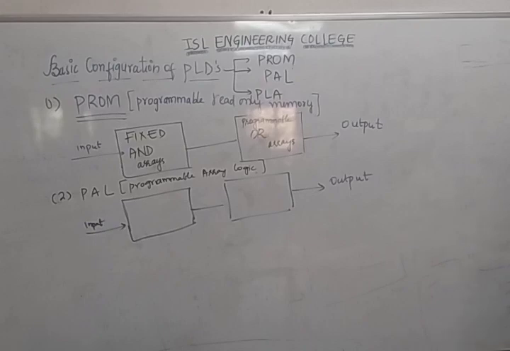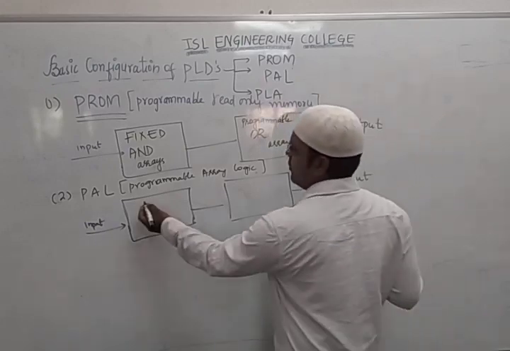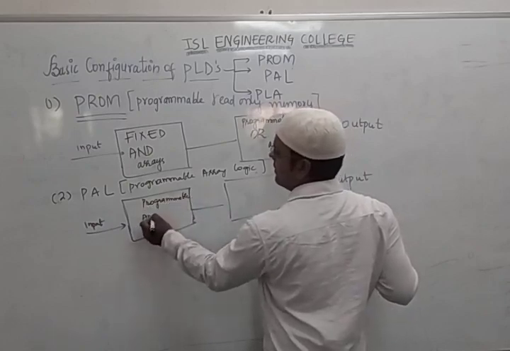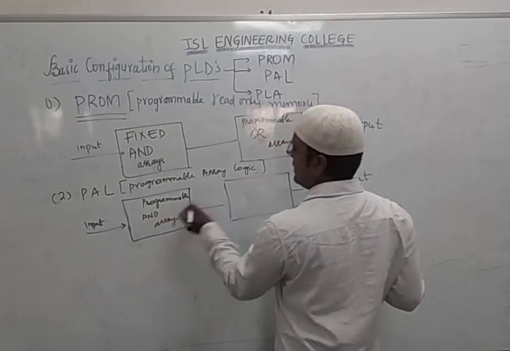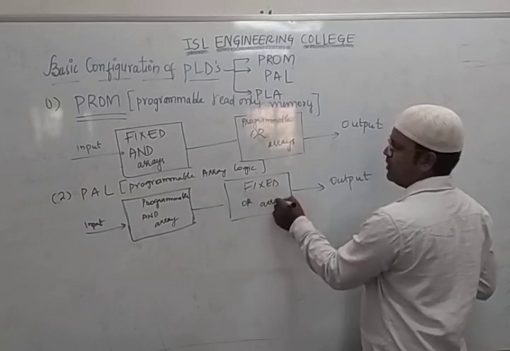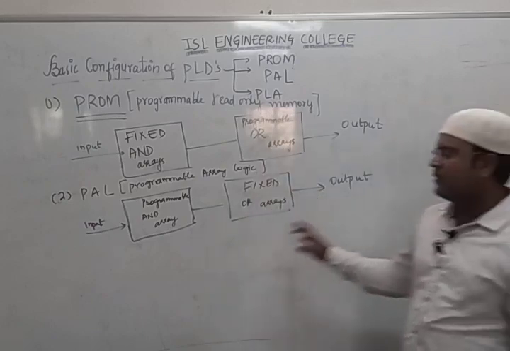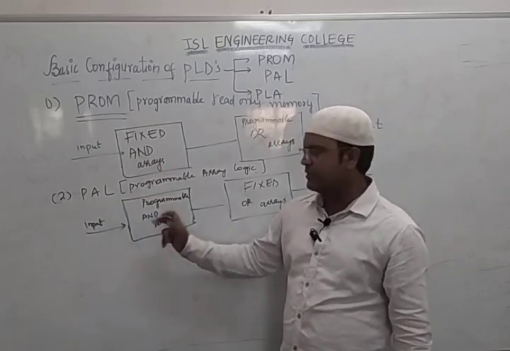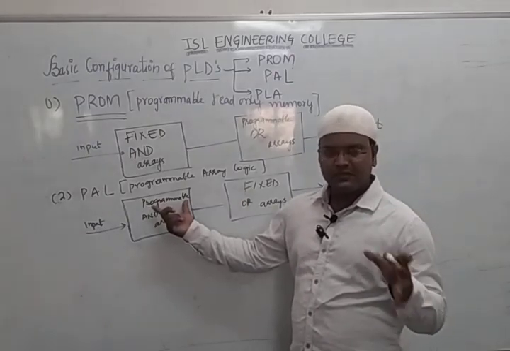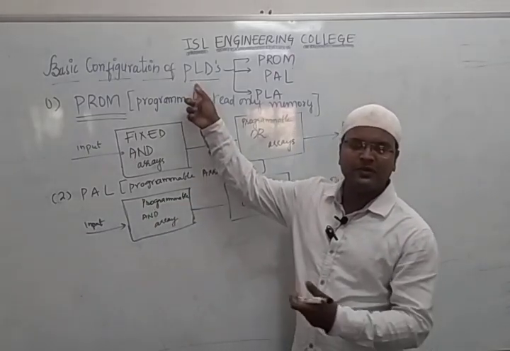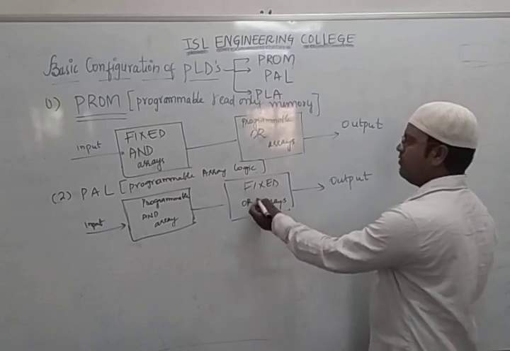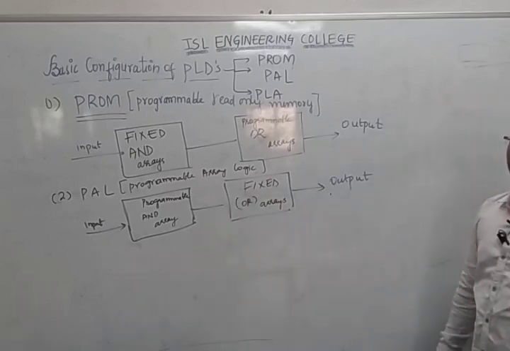In the previous one we programmed the OR array. Here it will be a programmable AND array and a fixed OR array. It's quite reversed compared to PROM. As you can see, whenever you give input, the AND array is where we do the programming. That is also one of the examples of PLD. The programmed output is passed to the fixed OR array and we get the output over here. That is nothing but the PAL.